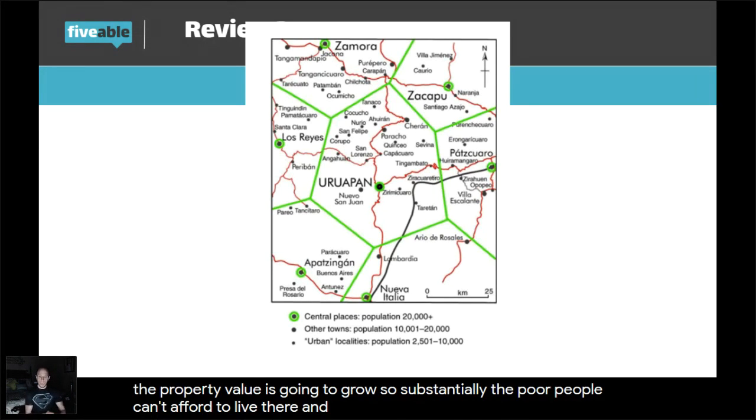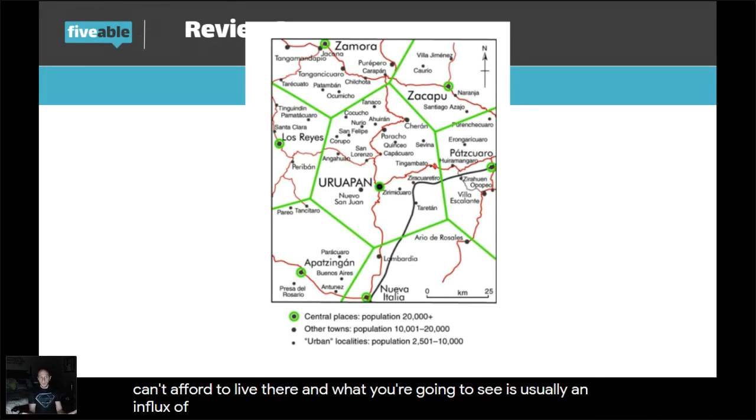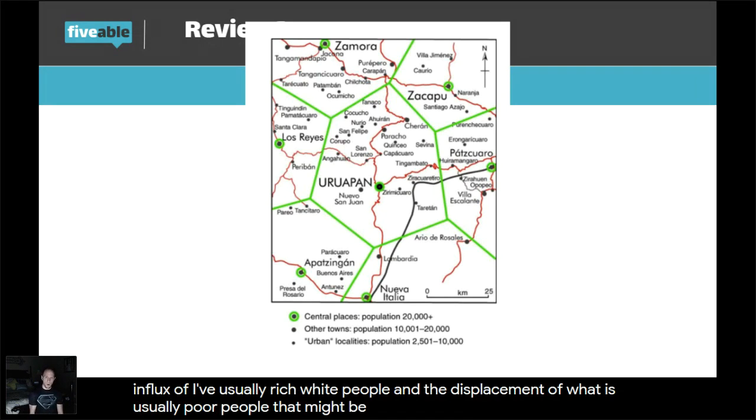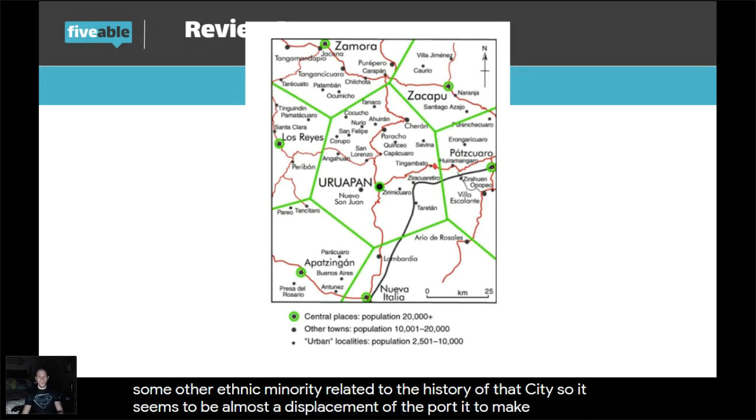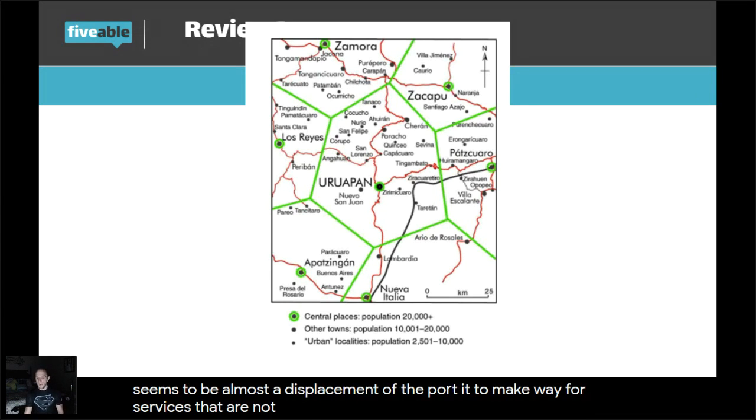And what you're going to see is usually an influx of usually rich white people, and the displacement of what is usually poor people that might be African American or might be some other ethnic minority related to the history of that city. So it seems to be almost a displacement of the poor to make way for services that are not attainable by them. So Cincinnati is an example of a gentrifying neighborhood for sure.